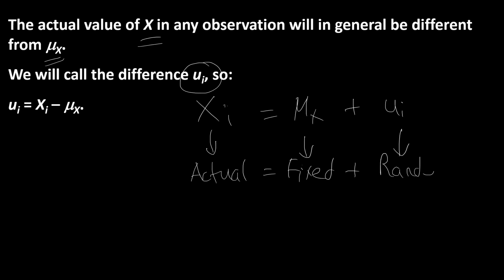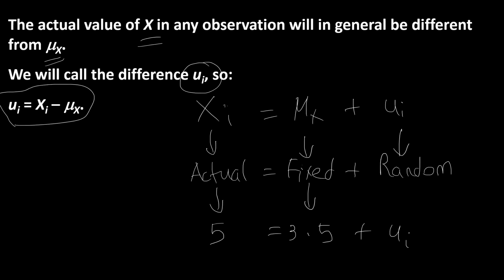So we have decomposed xi into its fixed and random components. Let's say when we throw the die, we get a 5. And we know that mu is always equal to 3.5. So ui in this particular instance is going to equal 1.5. So basically, we're trying to decompose xi, that is our observation in any given throw, into a fixed component and a random component. And this random component, the difference between xi and mu x, is denoted as ui.